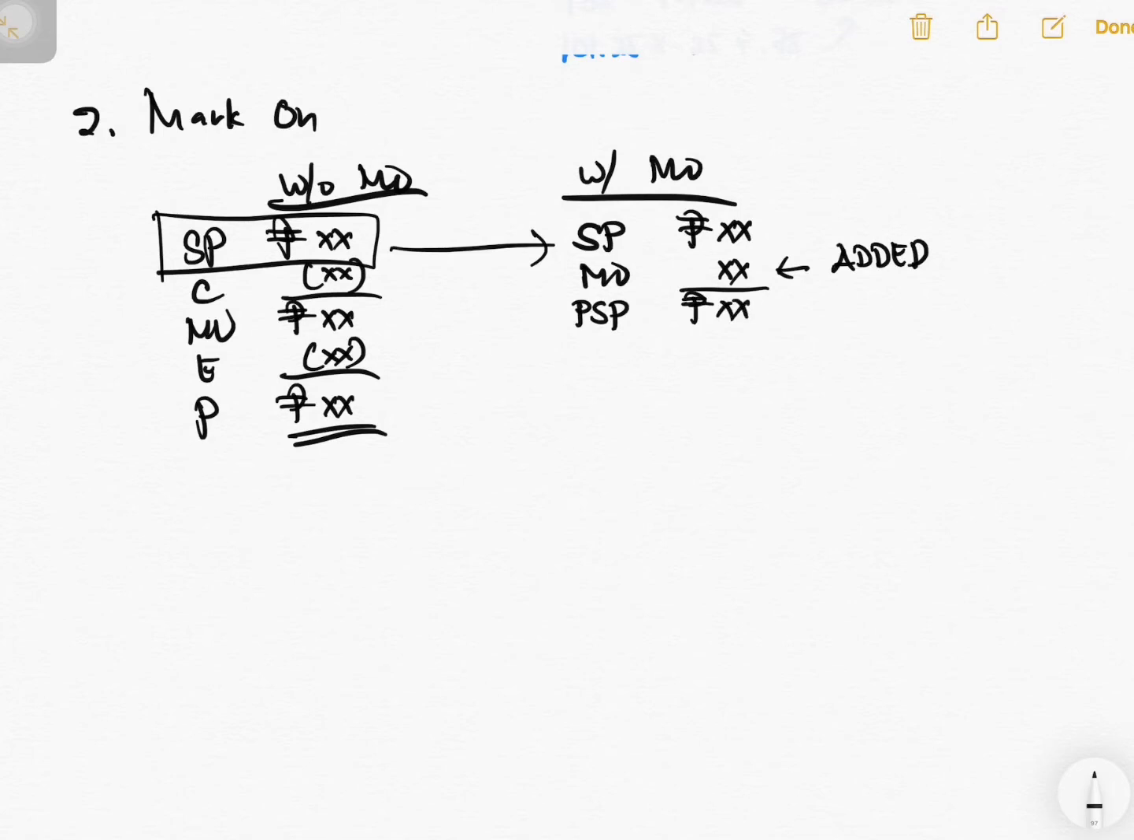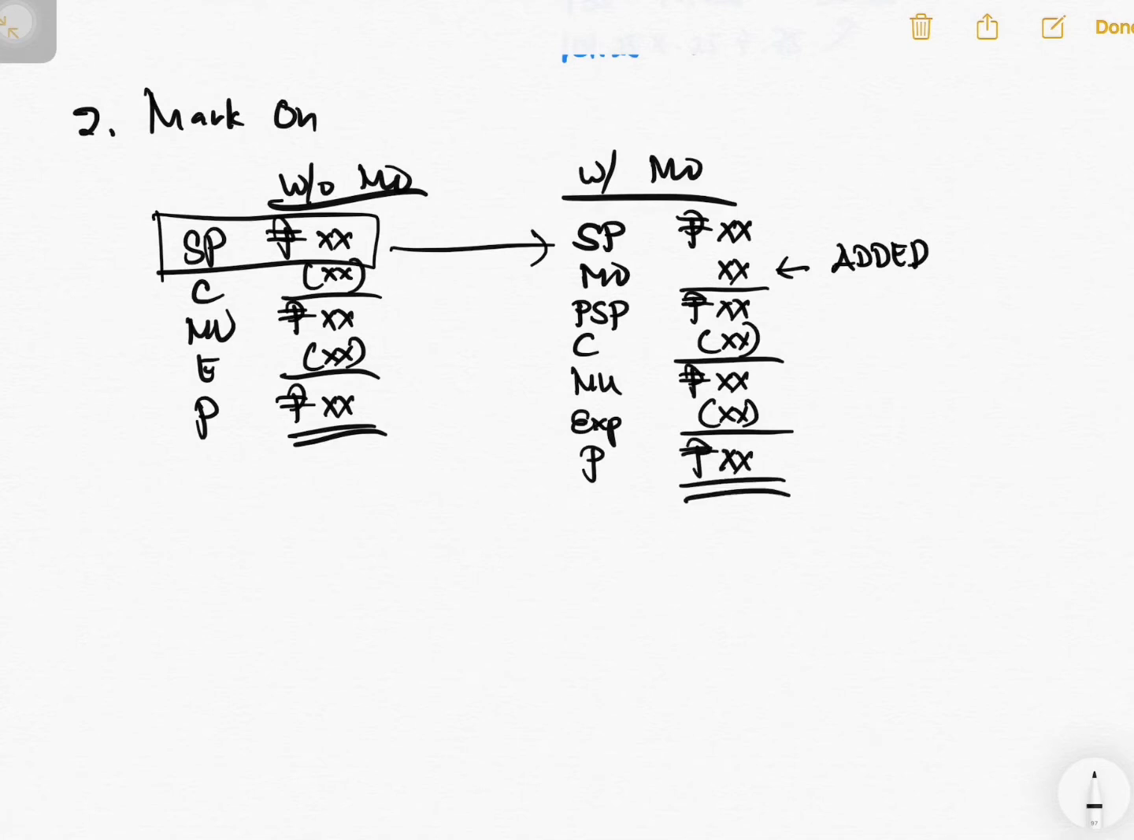And then after that, you proceed as usual, minus cost to get your markup, less expenses to get your profit. So that's how you approach the problems with mark-on.